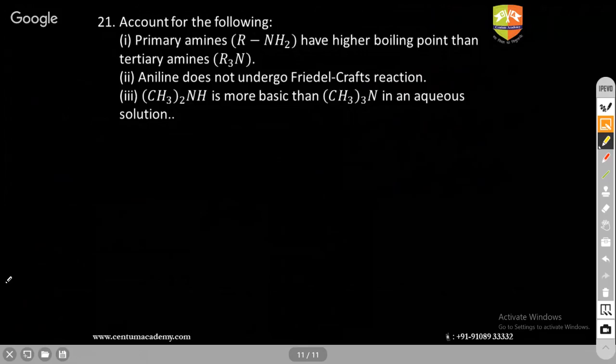Second one, aniline does not undergo Friedel-Crafts reaction. Why? See what happens. The basic nature of aniline reacts with the acid which is used in the Friedel-Crafts reaction. That's why it does not undergo Friedel-Crafts reaction. It reacts with the acid and forms a salt.